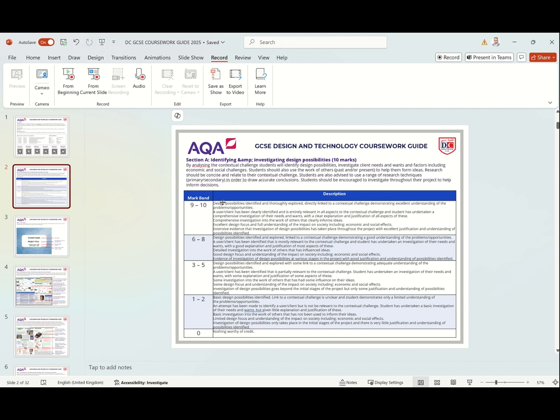So basically what we're looking for here is this Criterion A, or Section A, is out of 10 marks. What we need to do is read this description. This is how, when I mark your work, or when your design teacher marks your work, this is the evidence they're going to be looking for.